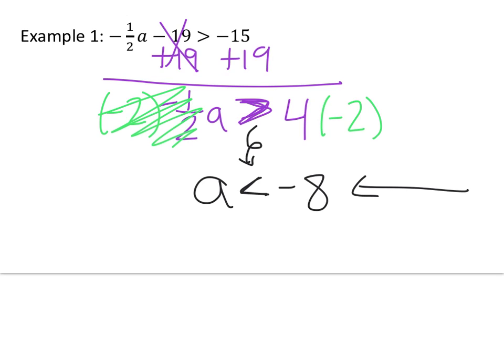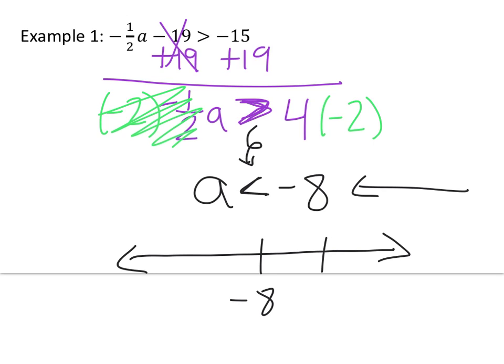Now what we're going to do is graph it on a number line. How I've always done that is I draw my number line. In the very center, I put the number that we got, which is negative 8. To the right on a number line is negative 7. To the left is negative 9. This symbol right here says that a can be less than the number 8, but it can't be equal to negative 8. So you're going to have an open circle at negative 8.